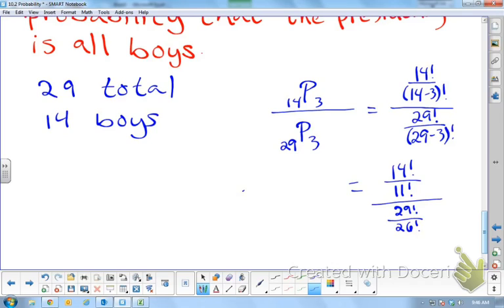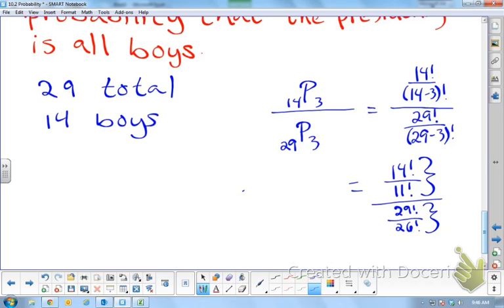Now, if you weren't here last time, factorial just means take whatever number's written there and multiply as you count down until you hit 1. So like 11 factorial would be 11 times 10 times 9 times 8 times 7 times 6 times 5 times 4 times 3 times 2 times 1. Or 14 factorial would be 14 times 13 times 12 times 11 until you hit 1. But we can plug this into our calculator. When we do, we have to plug the top fraction in separately from the bottom fraction.